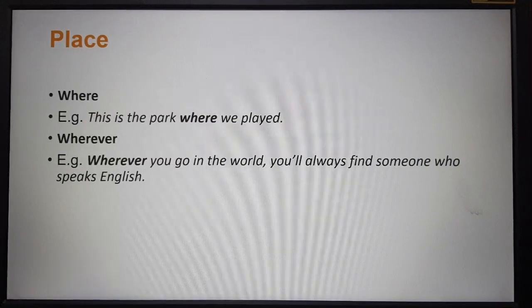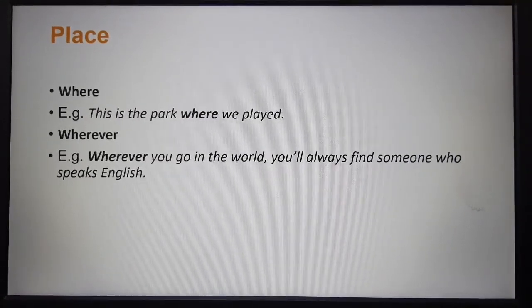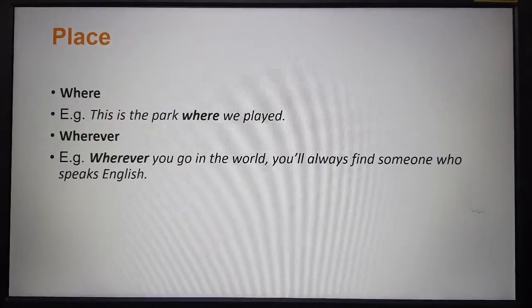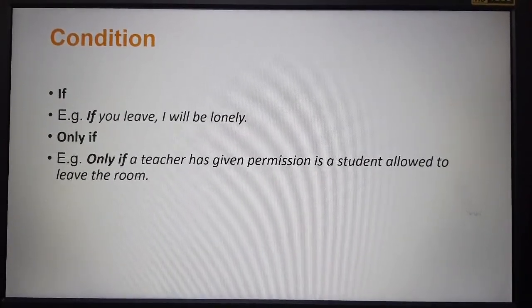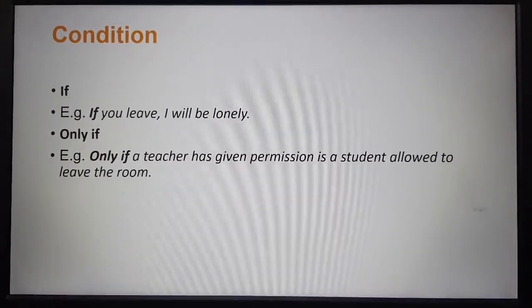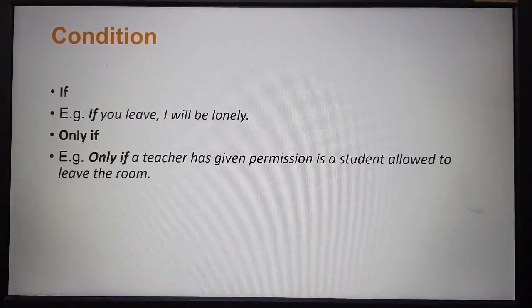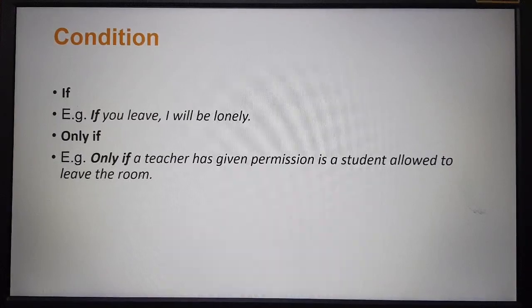Place, where: this is the park where we played. Wherever you go in the world, you'll always find someone who speaks English. And condition, if: if you leave, I'll be lonely. Only if a teacher has given permission is a student allowed to leave the room.